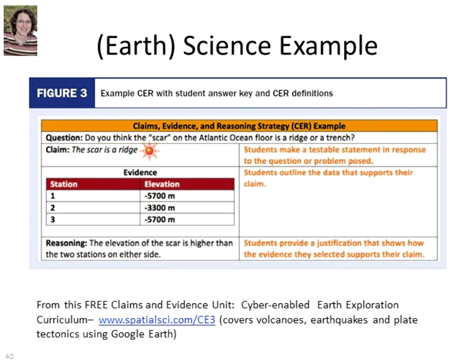And the student makes a very simple claim. The scar is a ridge. They provide their evidence, which is their data. Because it's negative, this is actually higher than the surrounding elevation, and so they're saying that it is a ridge because it's higher than the two stations on the other side. Very, very simple example, but a good place for students to start.